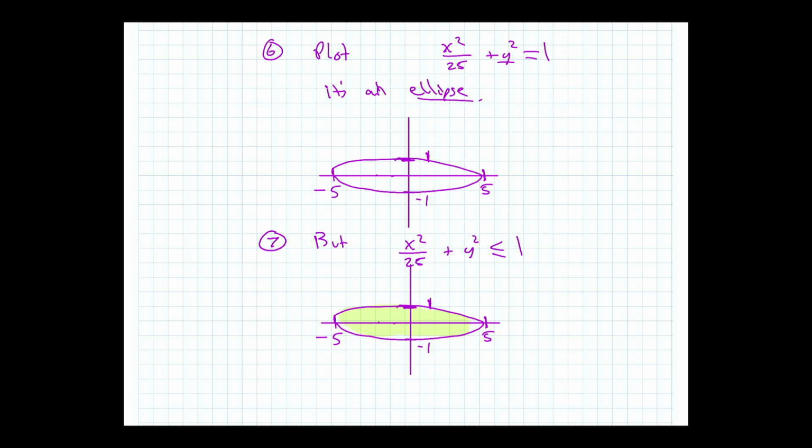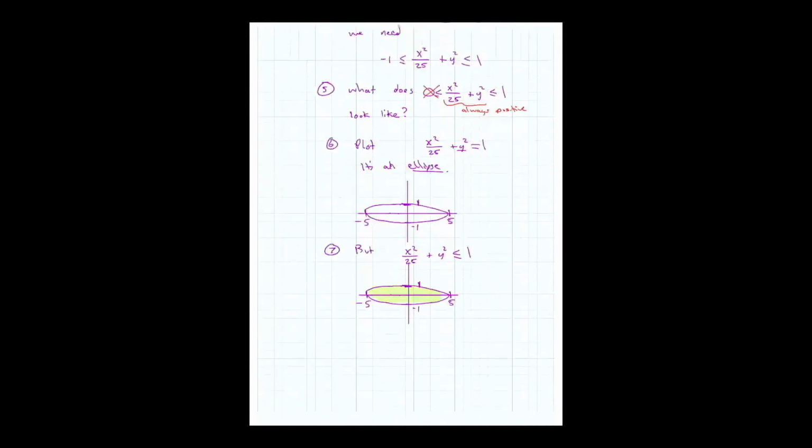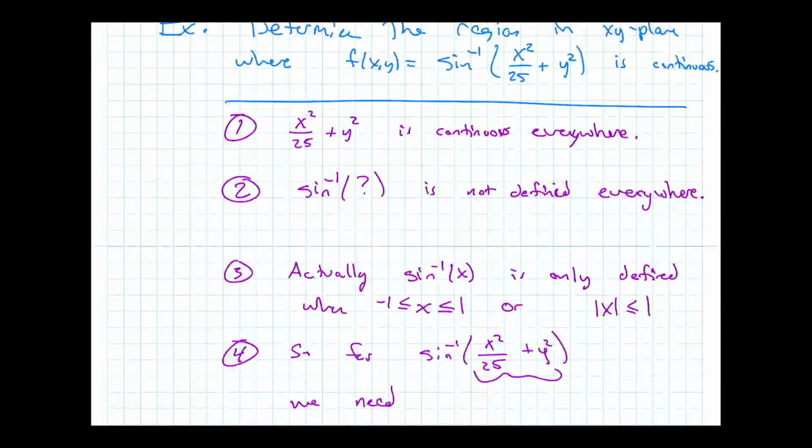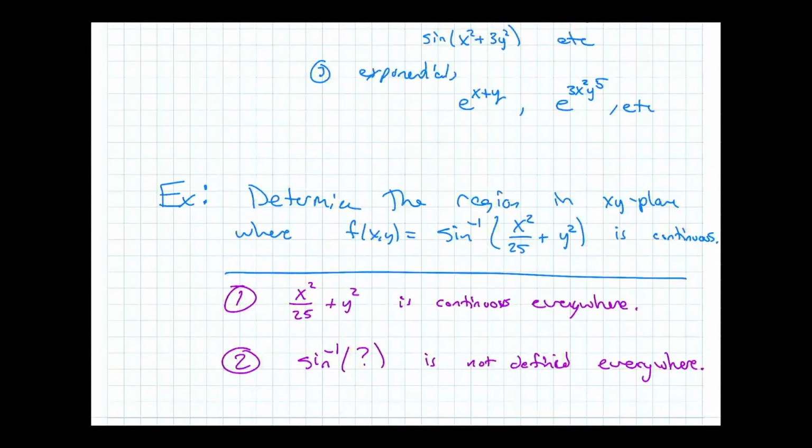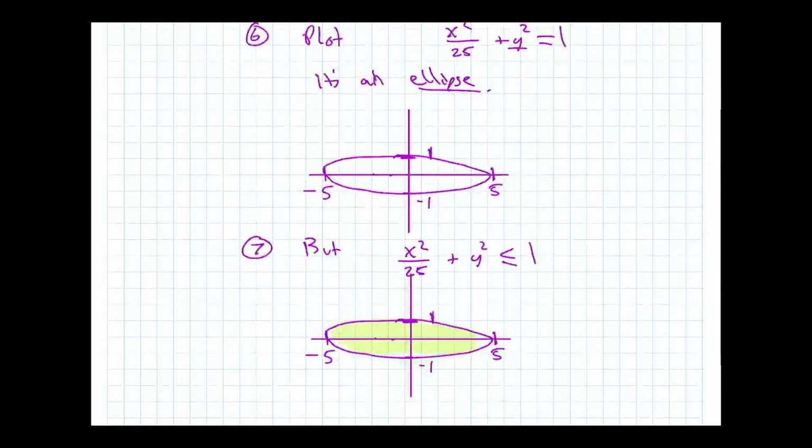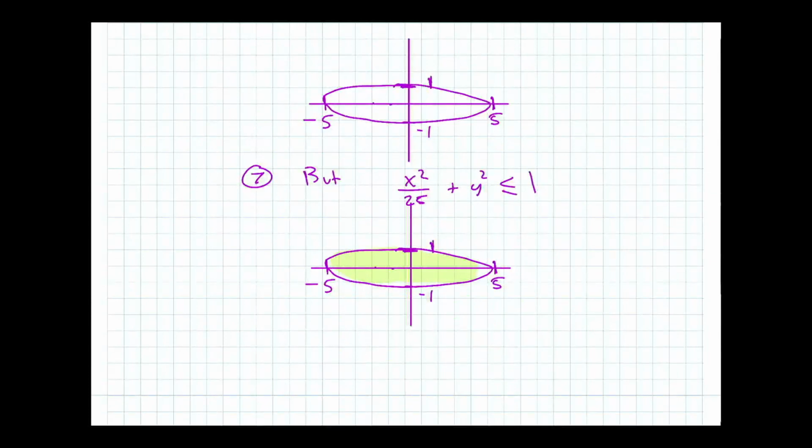Anyway, I wanted to do that problem just to show you it's not that hard. It looked really complicated, but what it boils down to is just asking where this is even defined. This is a continuous function, but it's not defined everywhere. It's only defined when this is in between negative 1 and 1, and that dictates what you have to do to eventually figure out that this region here is the region where this is defined.